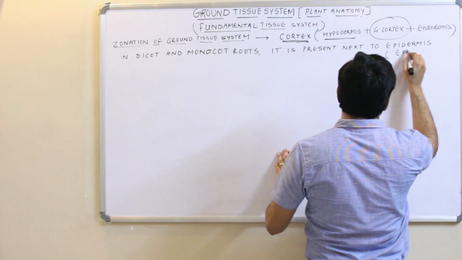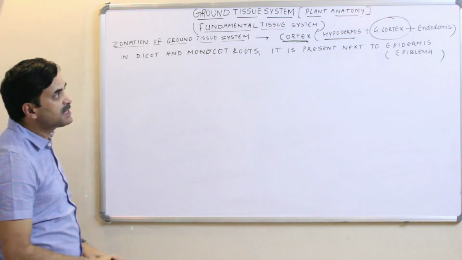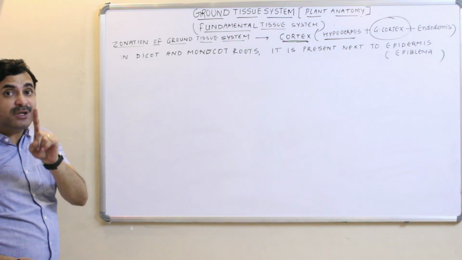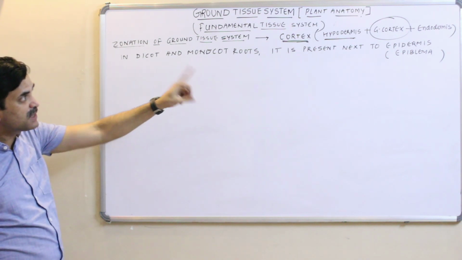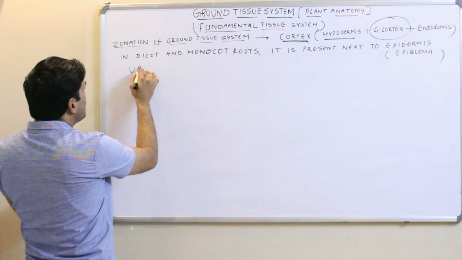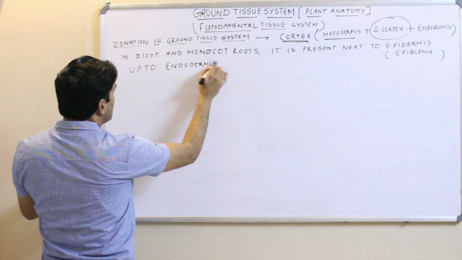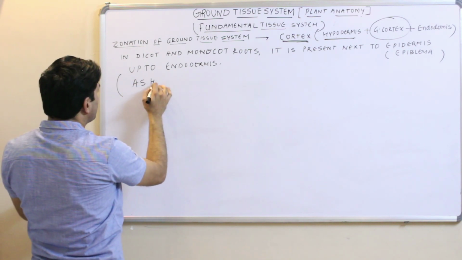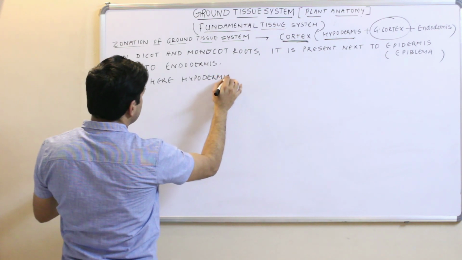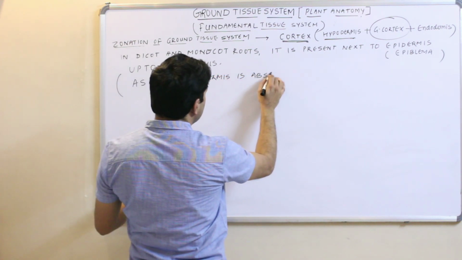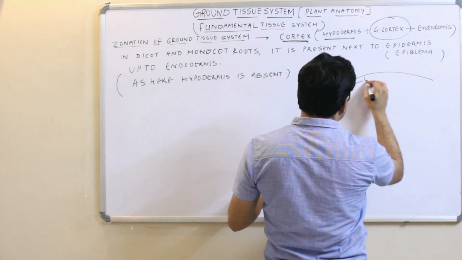In roots, epidermis is also called epiblema or rhizodermis. In dicot and monocot root, it is present next to epidermis. In dicot and monocot stem, it is found next to hypodermis. In dicot and monocot roots, it is present next to epidermis up to endodermis. Now, as here hypodermis is absent. Hypodermis is absent. So say this is a root section.